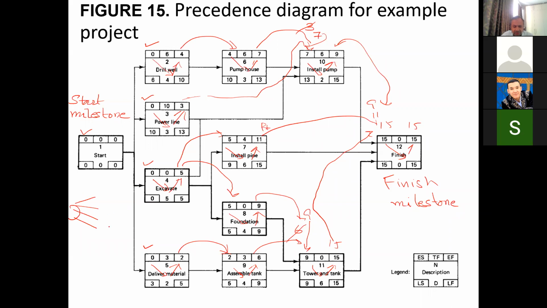Okay, Professor, I have a question. Yes. What do you mean by clarity? So why do we need these numbers?